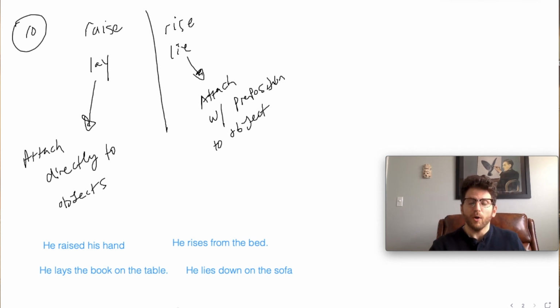Okay. What I often see is that people will confuse lay and lie. They'll say, for example, he lays down on the bed. No good. Okay. Usually what I see, I don't usually see lie used in place of lay. I usually see the opposite. I usually see lay used where lie should be used. Okay, so just be aware of that.